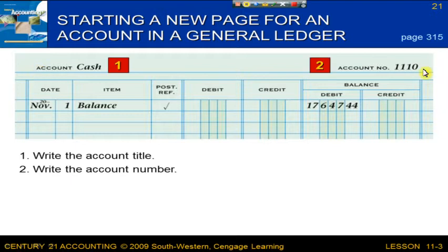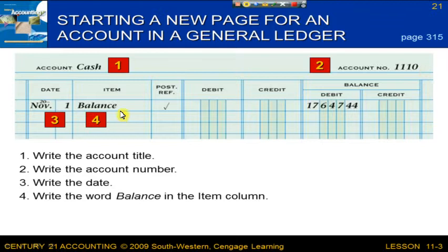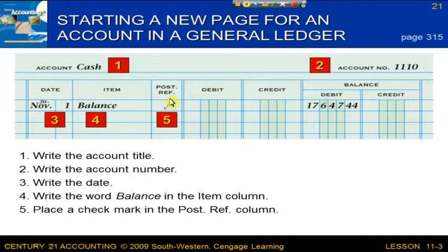We write the account number. We're going to write the date. We're going to write in the item column balance. This is the only time we'll really ever use the item column on the ledger sheets. We're going to put the post reference because this isn't really coming from any place other than the previous cash page. We're just going to put a check mark.